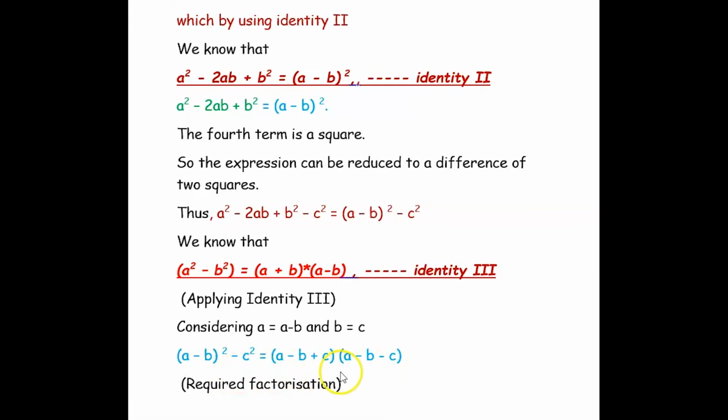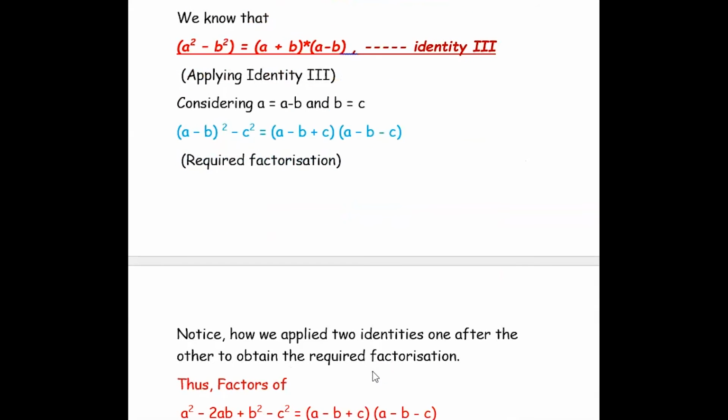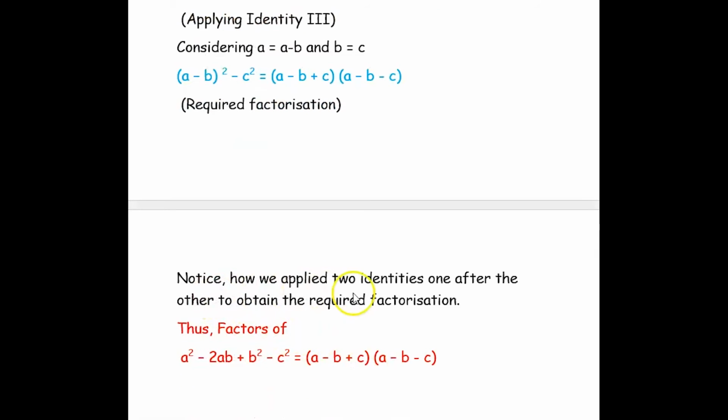This is our required factorization because it cannot be reduced further. Notice how we applied 2 identities one after another to obtain the required factorization. So the factors of a square minus 2ab plus b square minus c square are a minus b plus c into a minus b minus c.